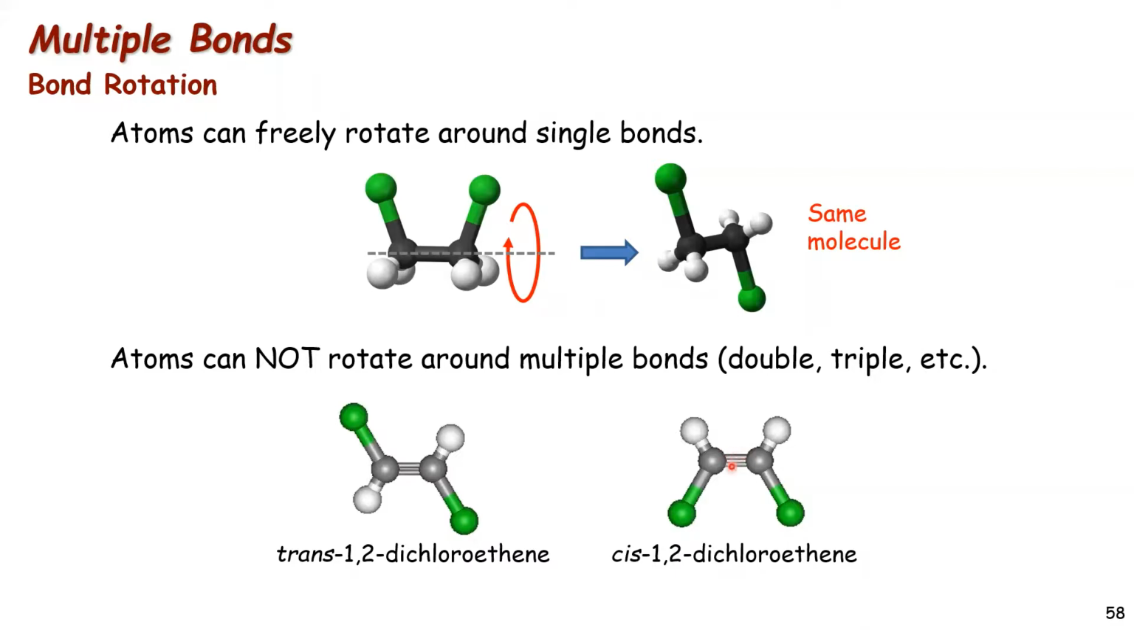Again, since they can't rotate because of the double bond, the dipole moment is pointing down in this way, and it's pointing down in this way. We can see that they're not canceling. So this has a net dipole moment going straight down through the molecule, and this molecule is polar. So they have very different physical and chemical properties, even though they're composed of the same atoms and same number of atoms. We call these isomers. So these are the cis-trans isomers of dichloroethene.